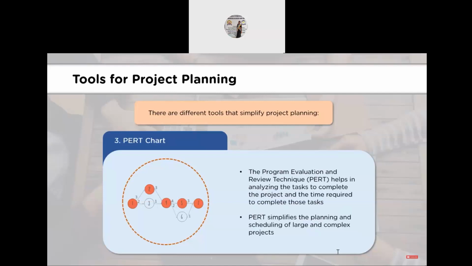The next tool is Project Evaluation and Review Technique or PERT chart. PERT provides a graphical representation of the project's timeline, explaining the interdependencies of different tasks. This tool not only helps in making a schedule, but also helps in coordinating with all the team members.